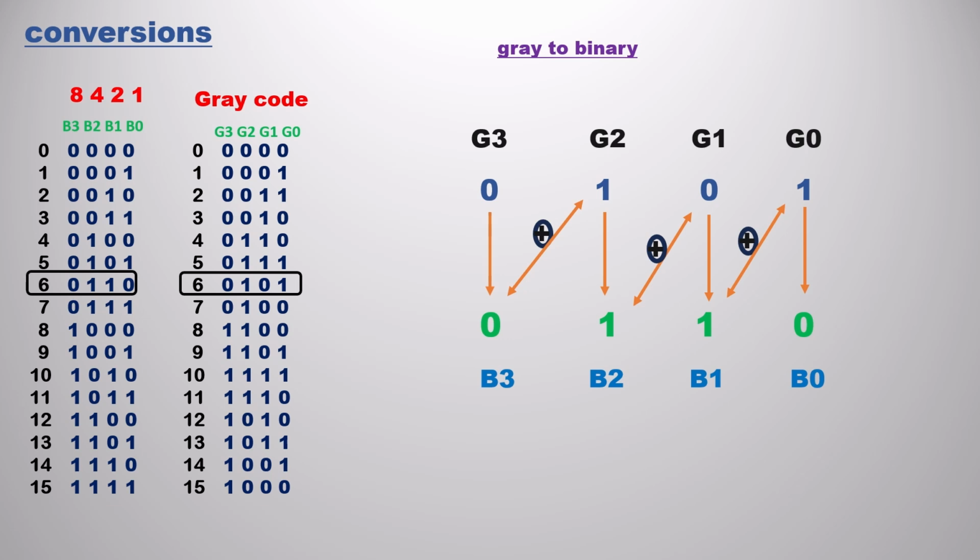You can also cross check. I am taking 6, that is 0 1 0 1, as a gray code. If you observe the binary code also, we are going to get 0 1 1 0 as output, and that matches the table also. Hence it is verified with this conversion, and that formula is also hence verified.